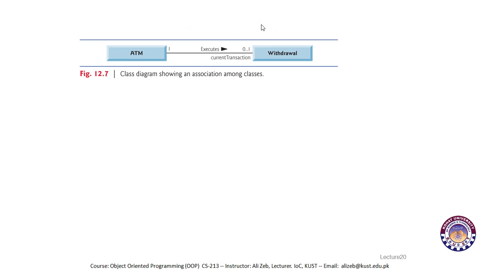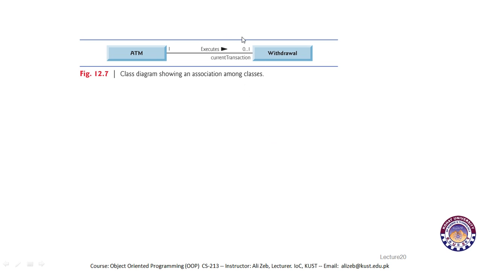And if we are using the ATM system and we are not withdrawing an amount, since we have other options in our ATM machine, we will be using 0 objects of the withdrawal class. So we have that option over here. And if we are trying to withdraw any amount from the ATM machine, we will be using one object of the withdrawal class. So we have these options.